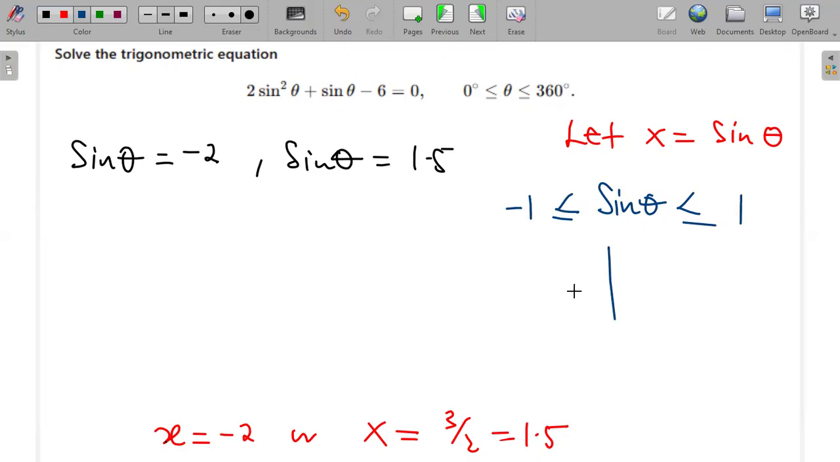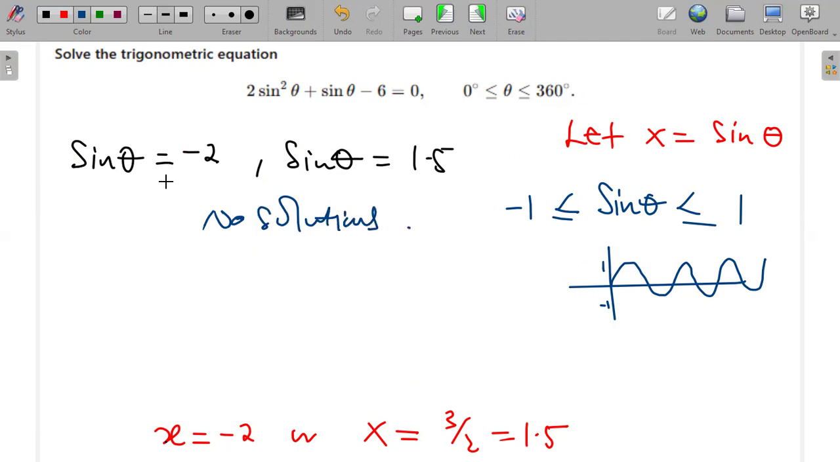No wonder when you sketch its graph, it just oscillates between these 2 points like this. So the sine function never crosses the 1 to go to the 1.5 or to go to the 2. It never does that. Okay, so meaning here, there are actually no solutions. So the answer, just say no solutions.